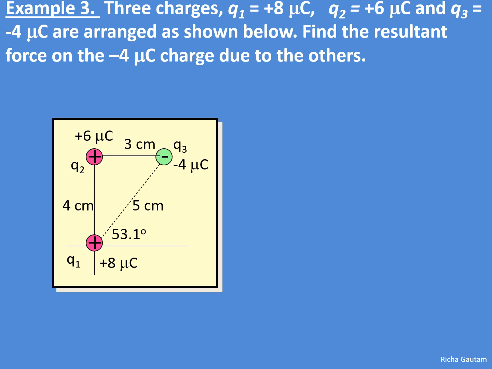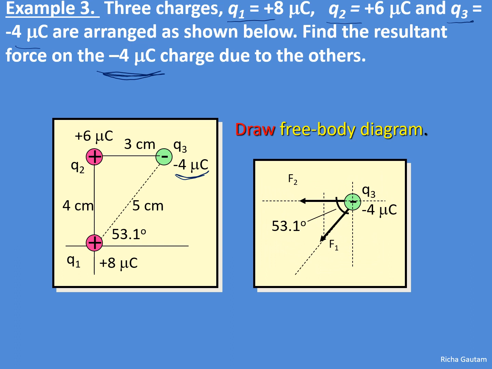Now the next example is that three charges Q1, Q2 and Q3 are arranged as shown below, and find the resultant force on negative 4 micro coulomb. So again we'll draw the free body diagram for this, and for that you need to find the total number of forces acting on this charge. If you just see this negative 4 micro coulomb, there are basically two forces acting on it. One is from Q1 and the other one is from Q2.